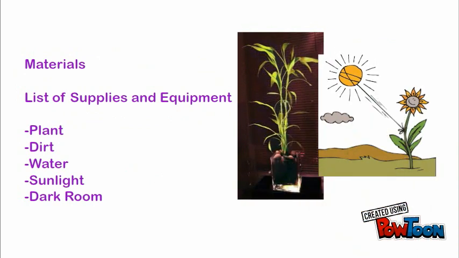Materials. Materials is a list of supplies and equipment. So for my example, I have to have 2 plants, dirt, water, sunlight, and a dark room.